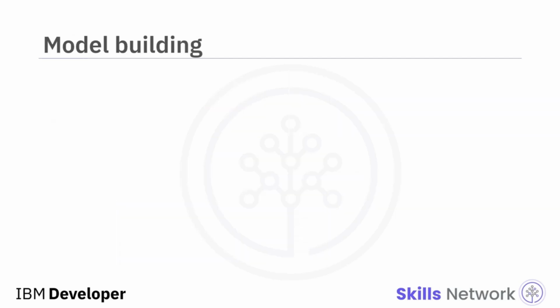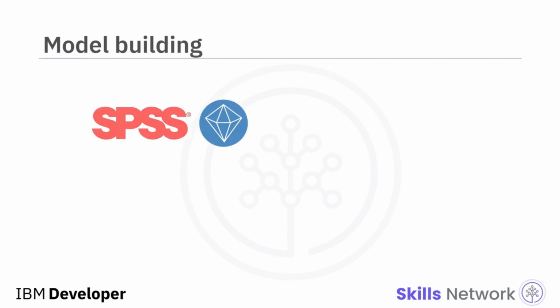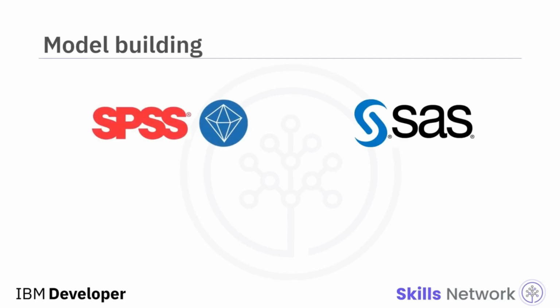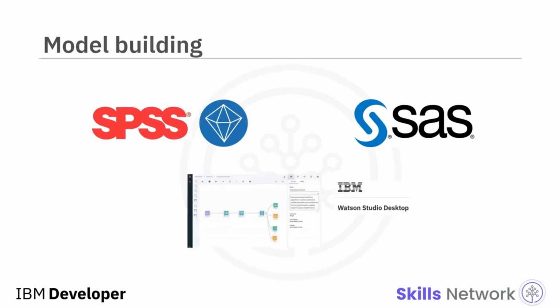If you want to build a machine learning model with a commercial tool, you should use a data mining product. The most prominent products in that space are SPSS Modeler and SAS Enterprise Miner. In addition, SPSS Modeler is also available in Watson Studio Desktop based on the tool's cloud version.